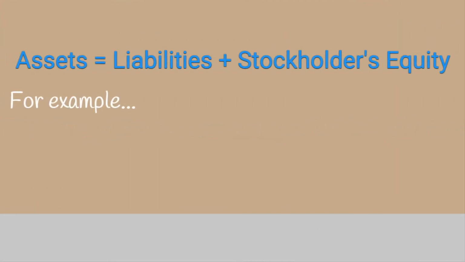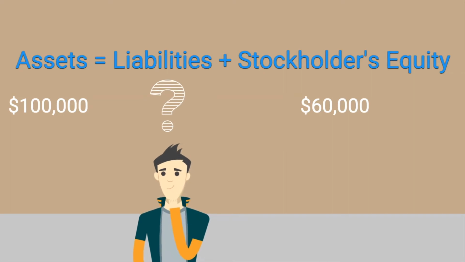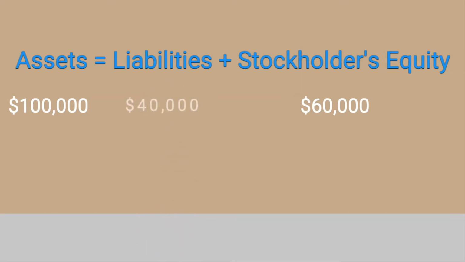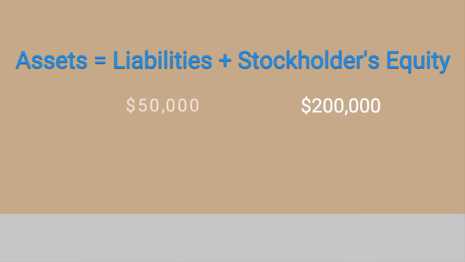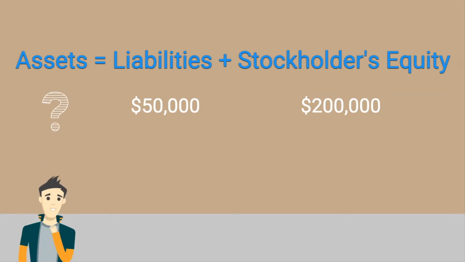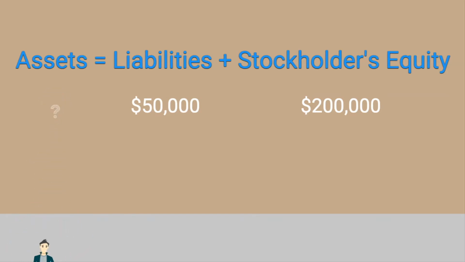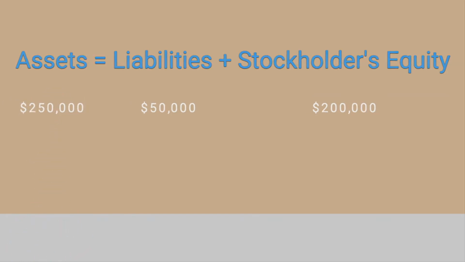For example, if we had assets of $100,000 and stockholders' equity is $60,000, then what is liabilities? Well, to make the equation balance, liabilities would need to be $40,000. Another example, stockholders' equity is $200,000, liabilities is $50,000. Assets would need to be $250,000 for the equation to balance.